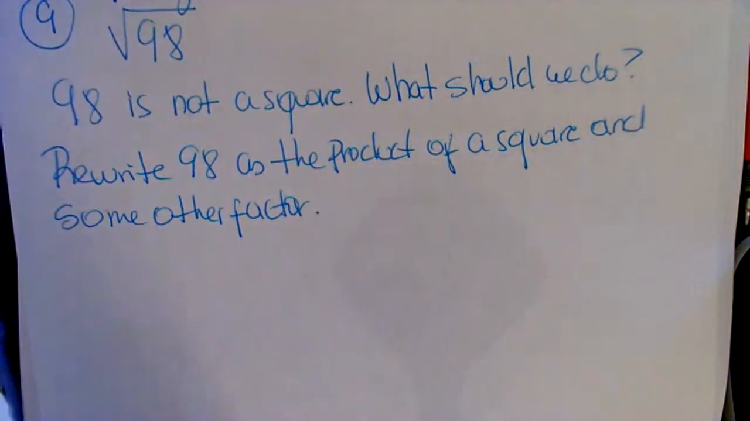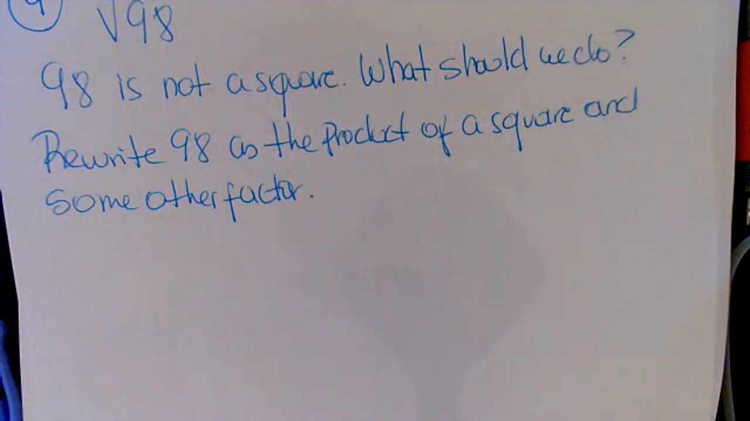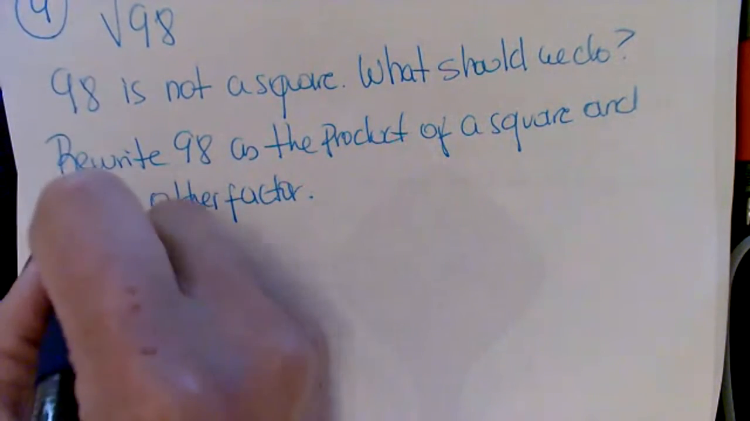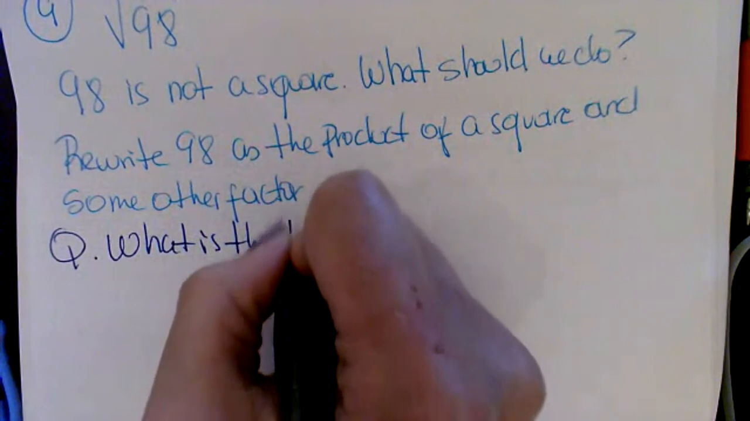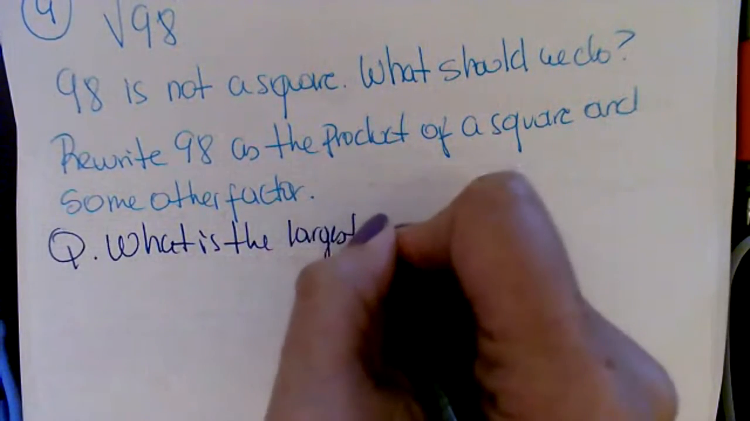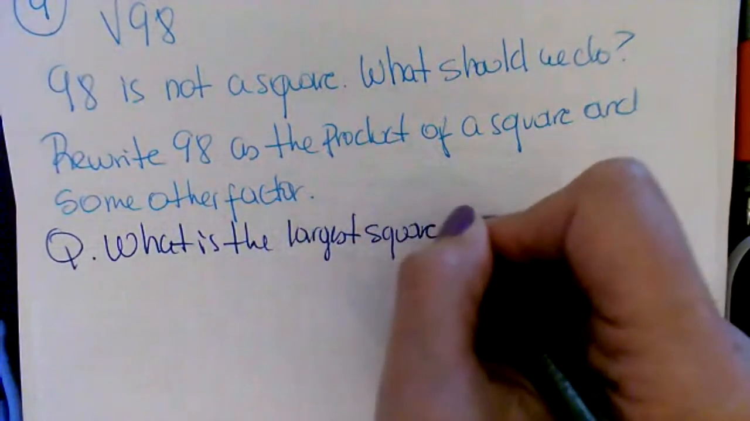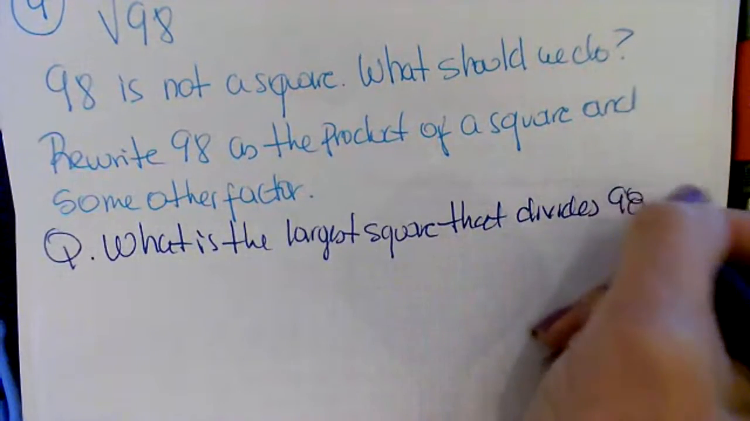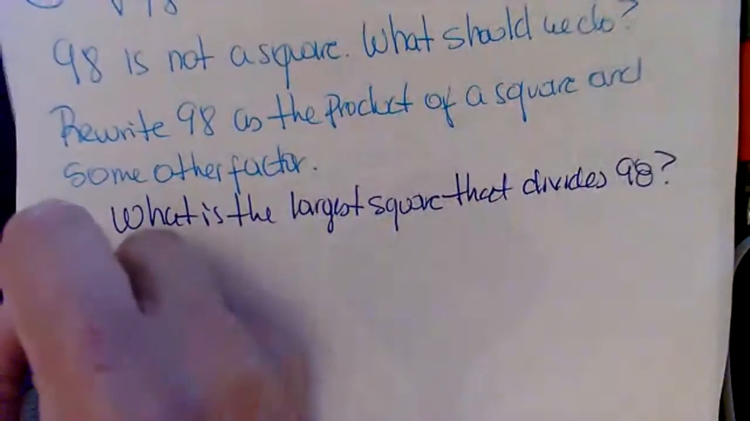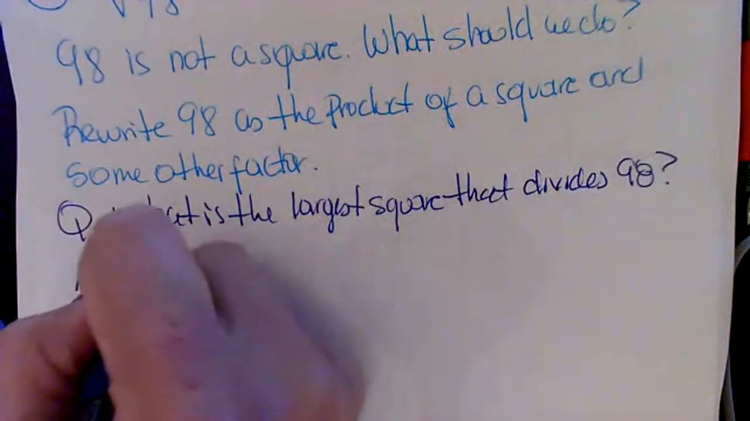So now, here comes more questions. What's the largest square that divides 98? Let me write down the question. What is the largest square that divides 98? And the answer is what? 49.